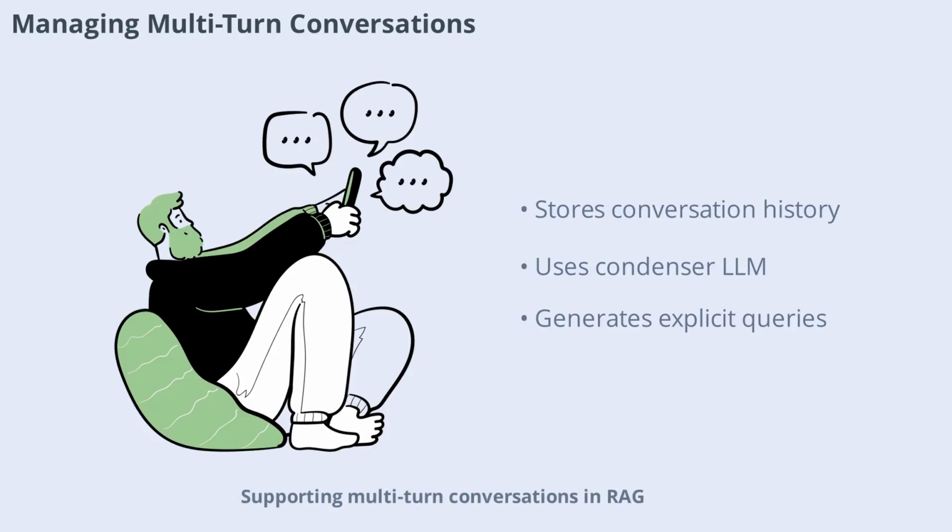Supporting multi-turn conversations in RAG systems means handling follow-up questions effectively. To do this, you must store the conversation history. Before querying the retriever, a condenser LLM combines the history and the new question into a standalone explicit query. This ensures that context from previous turns is preserved, allowing the system to provide accurate and context-aware answers.